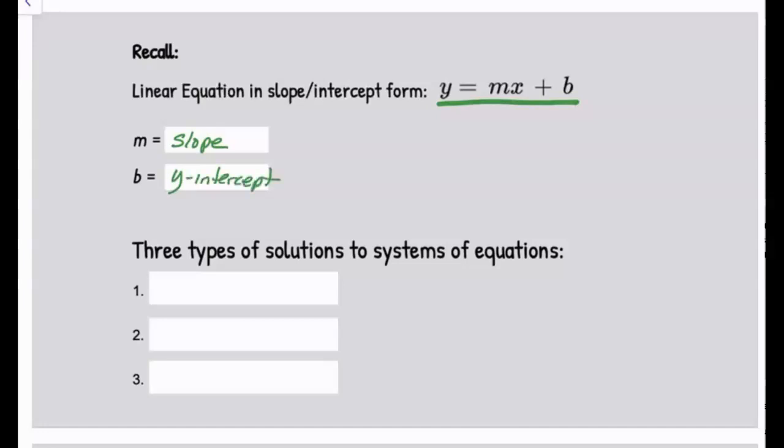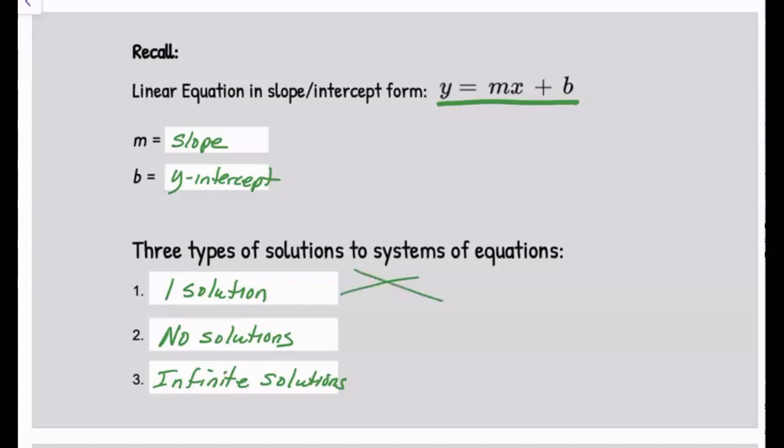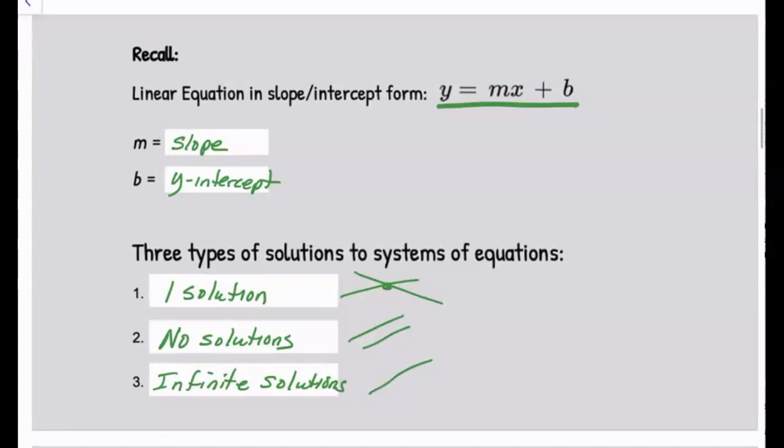We have 3 types of solutions to systems of equations that we've talked about for a few different classes. We have one solution where our lines intersect. We have no solutions where the lines are parallel. And we have infinite solutions where the lines are on top of each other, the same line. So intersecting, parallel, and the same line. All right.